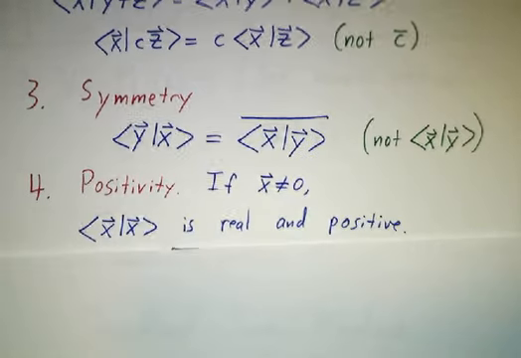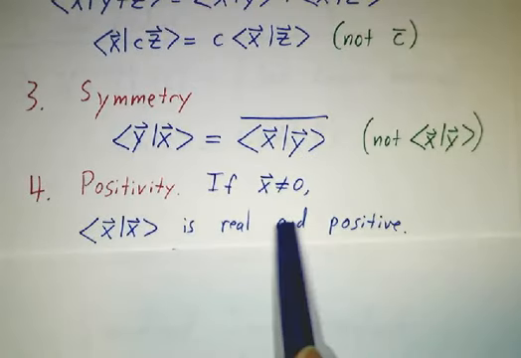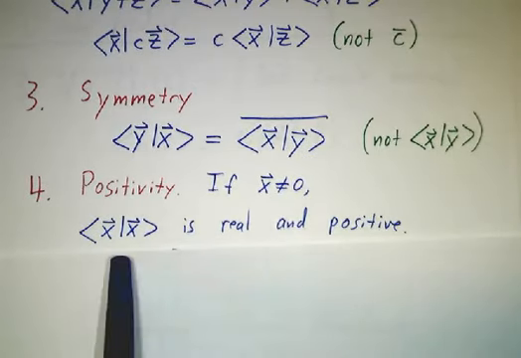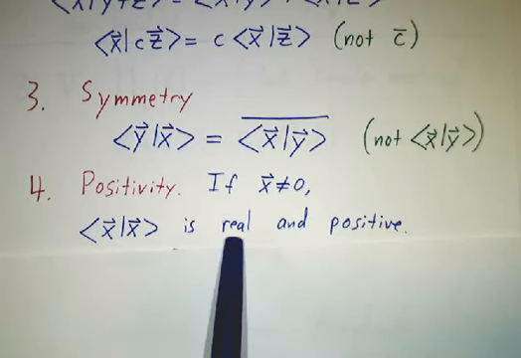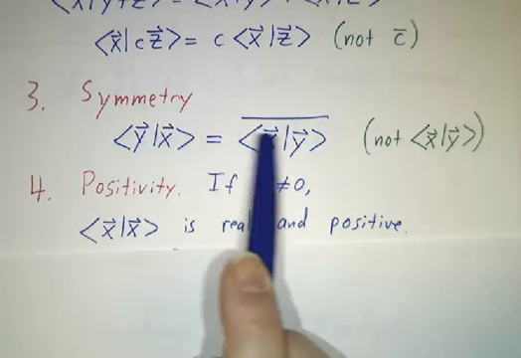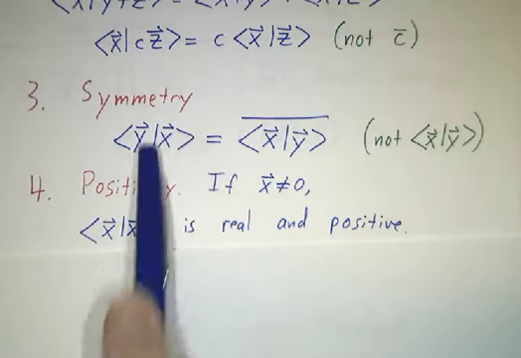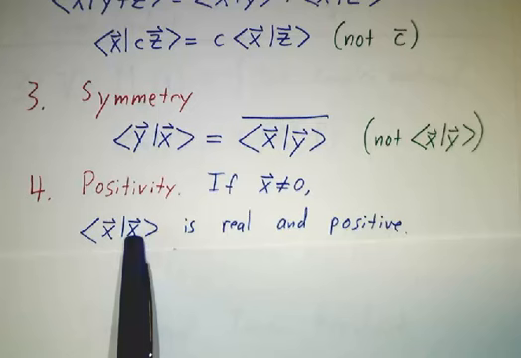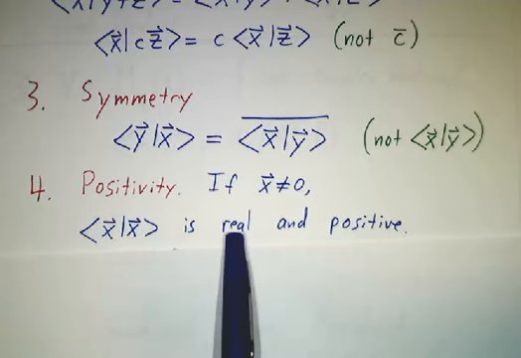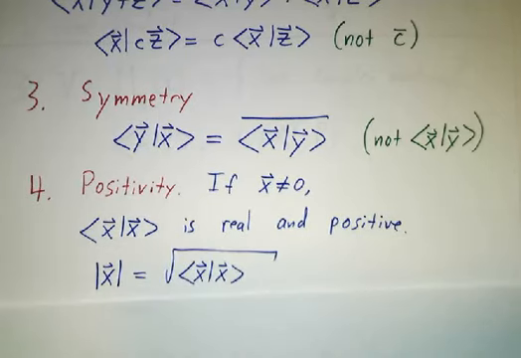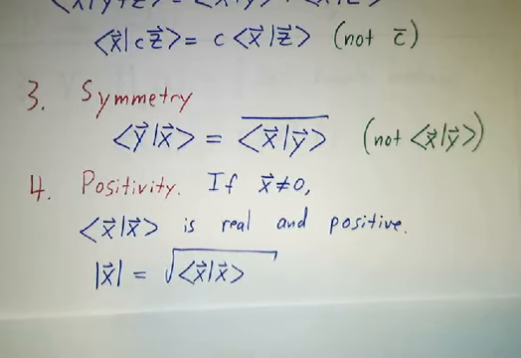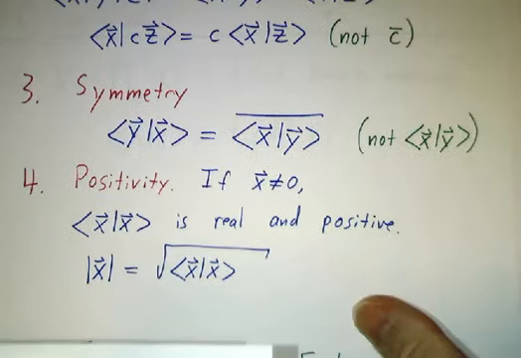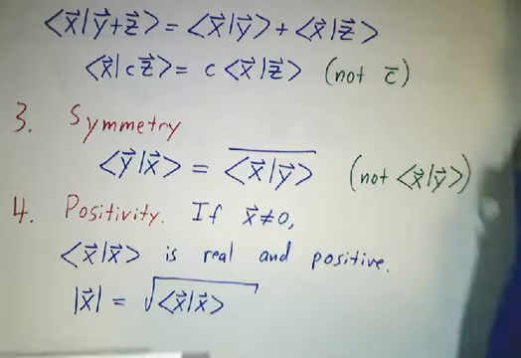And finally, positivity. For any non-zero vector, the inner product of x with itself is real. See, the inner product of x with y or y with x, that's a complex number. But x with x is actually a real number, and not just any real number. It's a positive real number. And we take its square root to get the length of x. So that's how things work for Cn. These are the four basic properties of complex inner products.